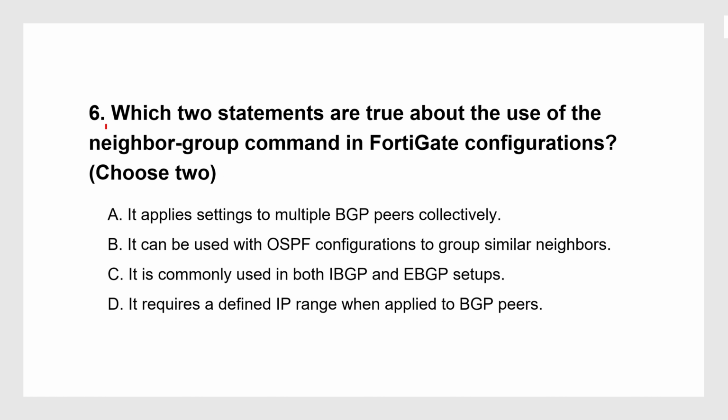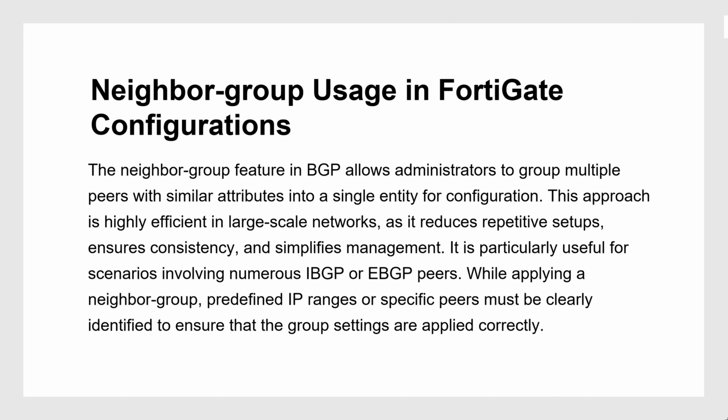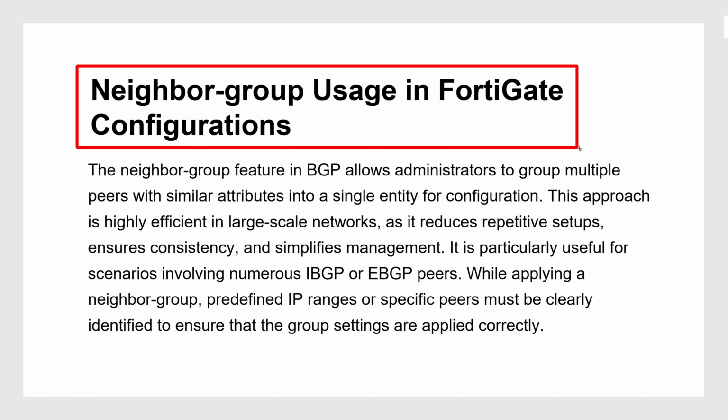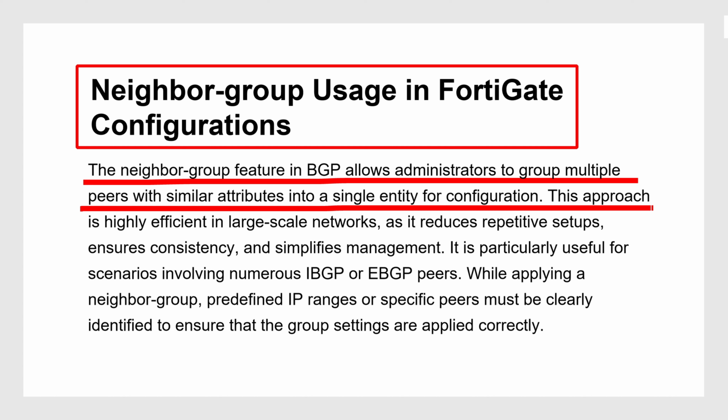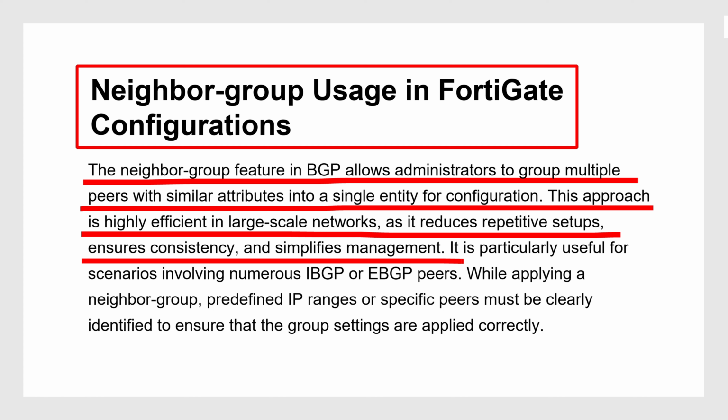Question 6. Which two statements are true about the use of the neighbor group command in FortiGate configurations? The knowledge points of this question are: simplifying BGP configurations with neighbor groups. The neighbor group command makes managing BGP peers easier by grouping similar peers together under one configuration. This reduces repetitive work and ensures consistency. It's handy for both internal and external BGP setups, but you'll need to specify which peers or ranges to include in the group.